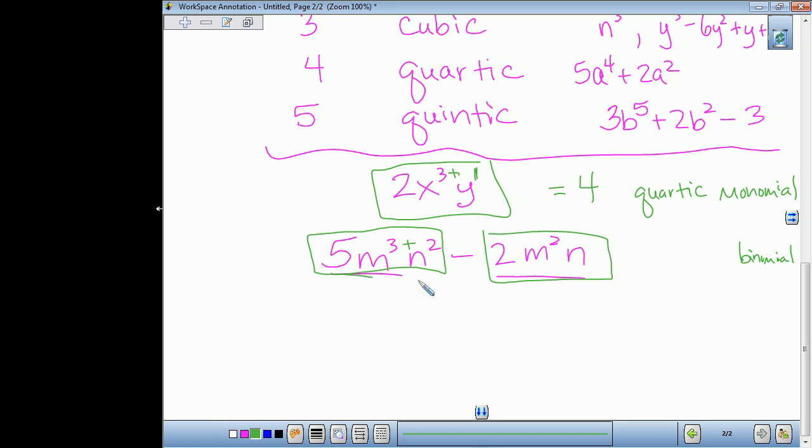Okay, because we have multiple variables, we have to add them. So 3 plus 2 is 5, and 2 plus 1 is 3. We always go with the bigger one. So this is 5th degree. Does 5th have a special name? Quintic.